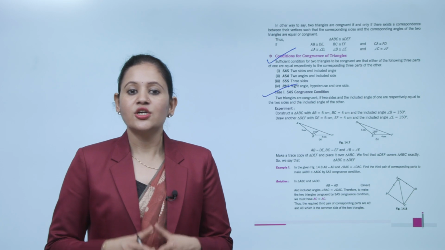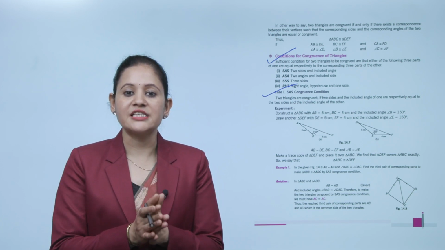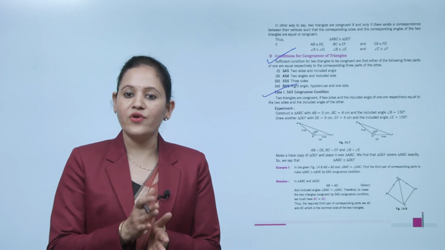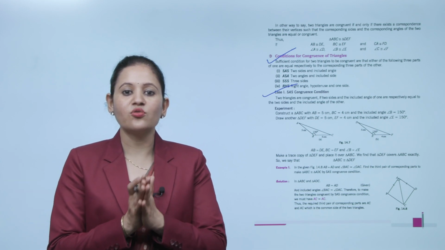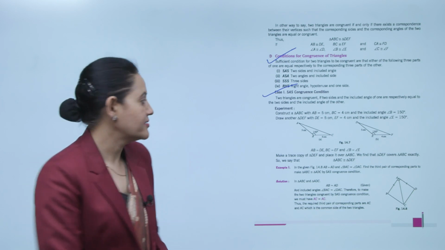In this case, two triangles are congruent if two sides and the included angle of one are respectively equal to the two sides and included angle of the other. Experiment.